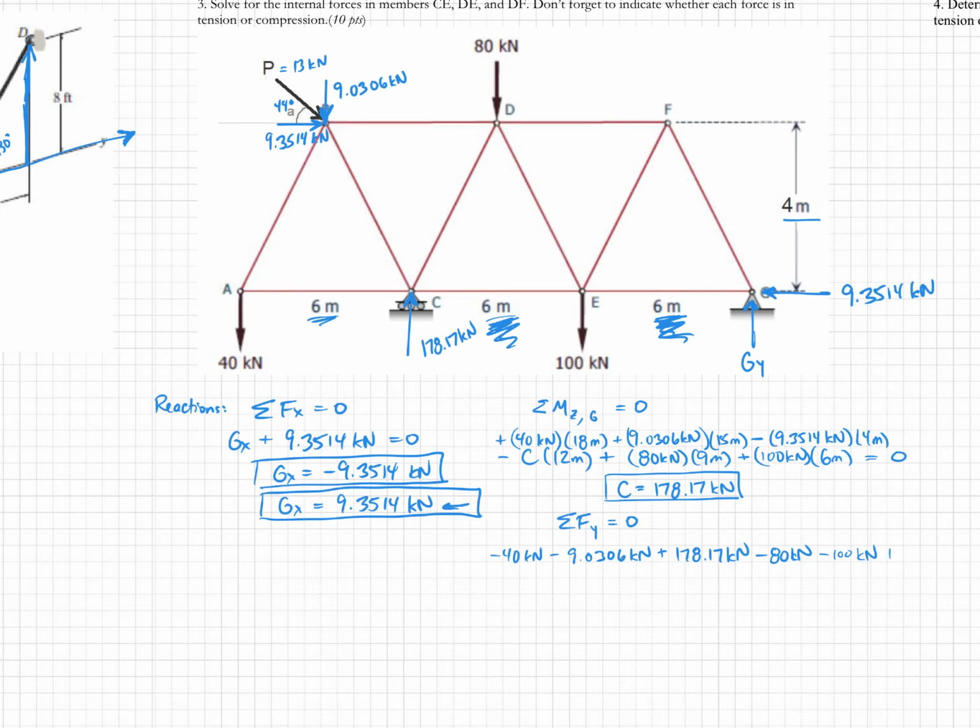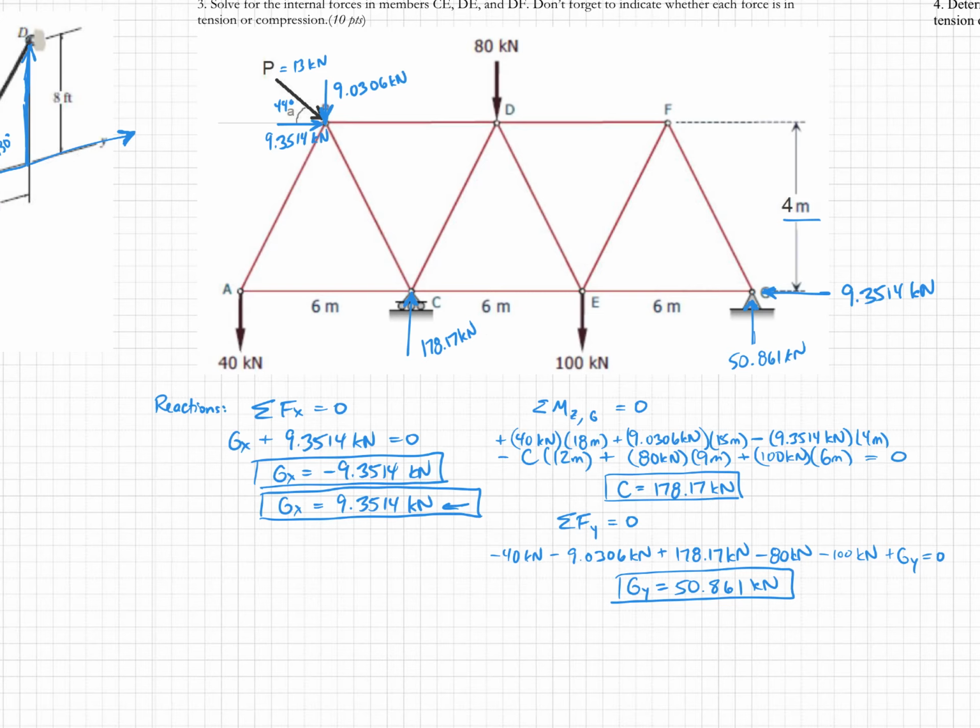Plus GY equals 0. So we'll say that GY equals 50.861 kilonewtons. Okay, so there you go. Okay, and I'm going to go ahead and put those on my drawing because I don't want to look at this GY. All right, so now we will attempt to work this problem to solve CD, DE, and DF.